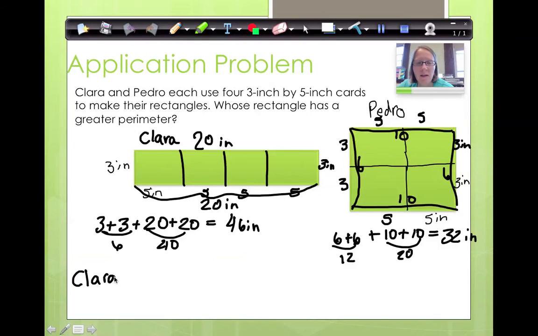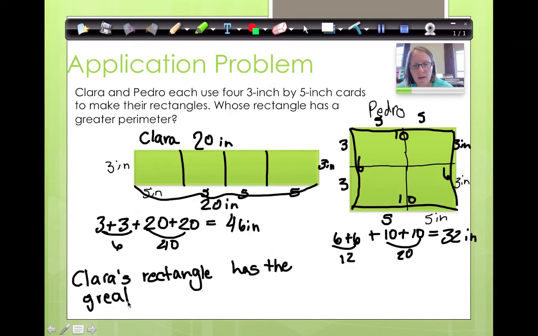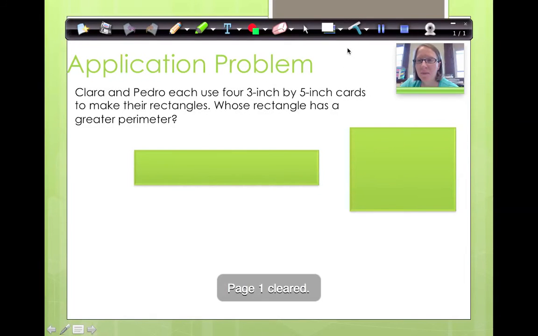Clara's rectangle has the greatest perimeter. Okay, now that's kind of fun. Let's move on to the next one.